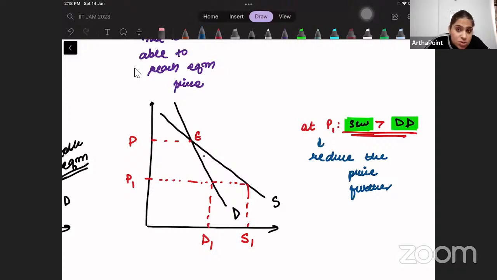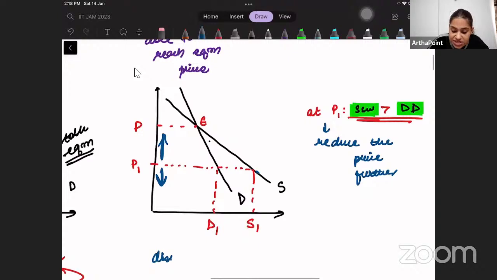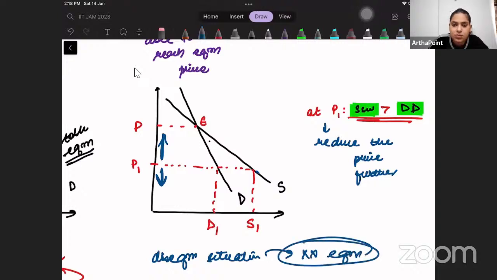And if price reduces further, then supply and demand are going to act accordingly. So when price starts falling further, you will go below. You will not go towards the equilibrium. You will go below from this P1. So when you start from a disequilibrium situation, you don't restore to equilibrium. You are not able to go back towards this price P. That means this is an unstable equilibrium.